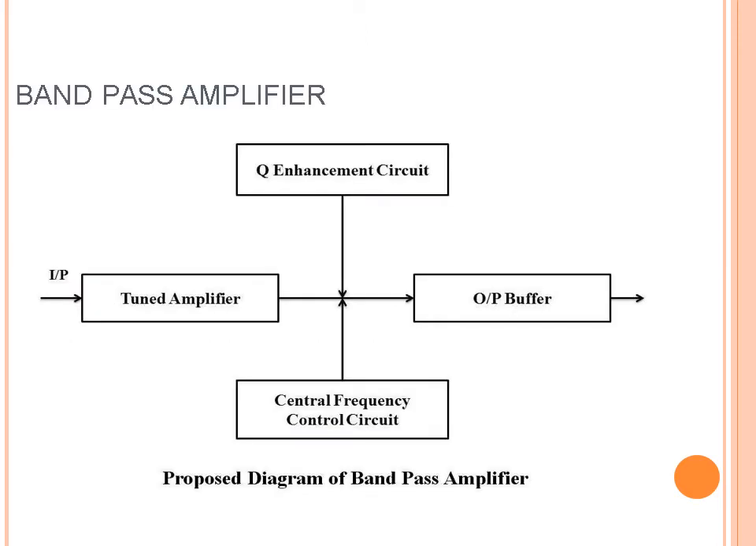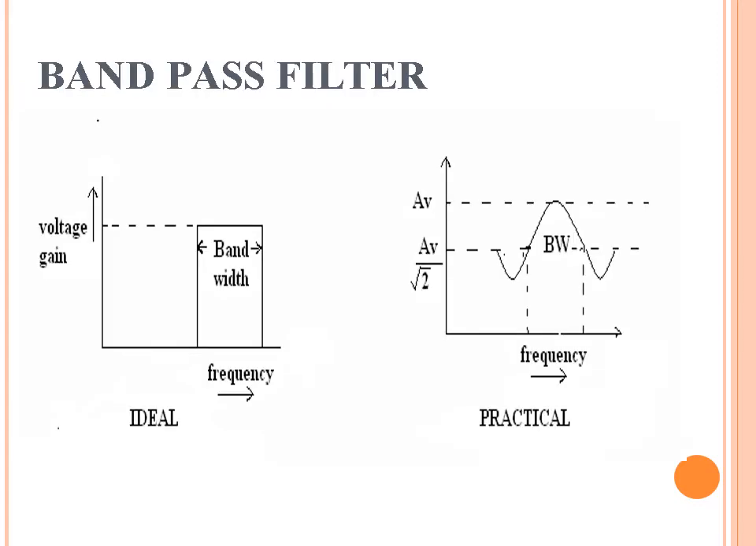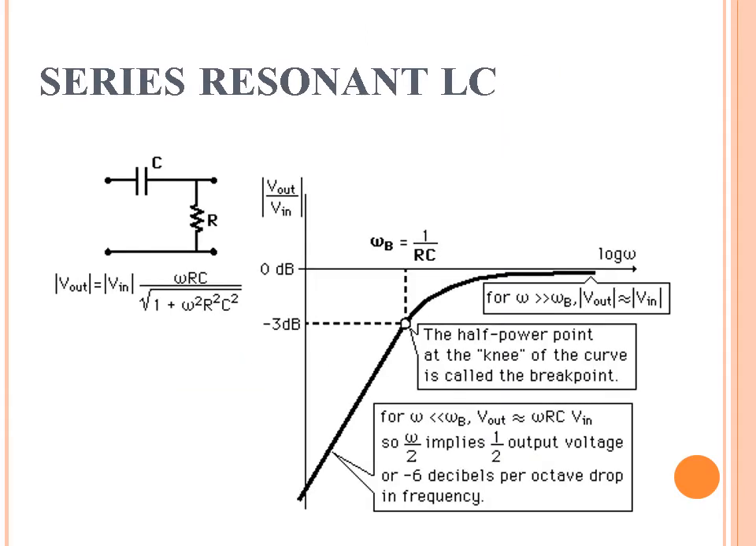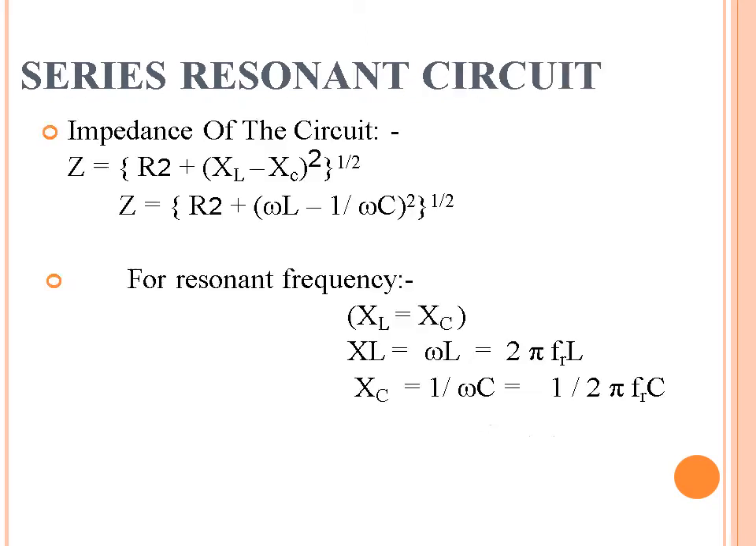This is the proposed diagram of the bandpass amplifier. This is the ideal and practical characteristics of the bandpass filter. Next, the series resonance circuit, the circuit in which all the resistive and reactive components are in series. This is the series resonance circuit, and its corresponding characteristics are given here. Here the half power point at the knee will be curved, which will be the break.